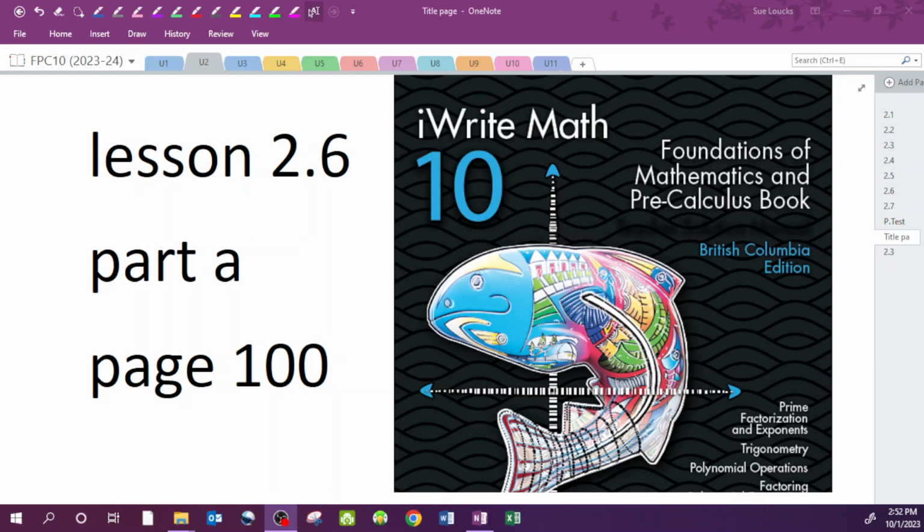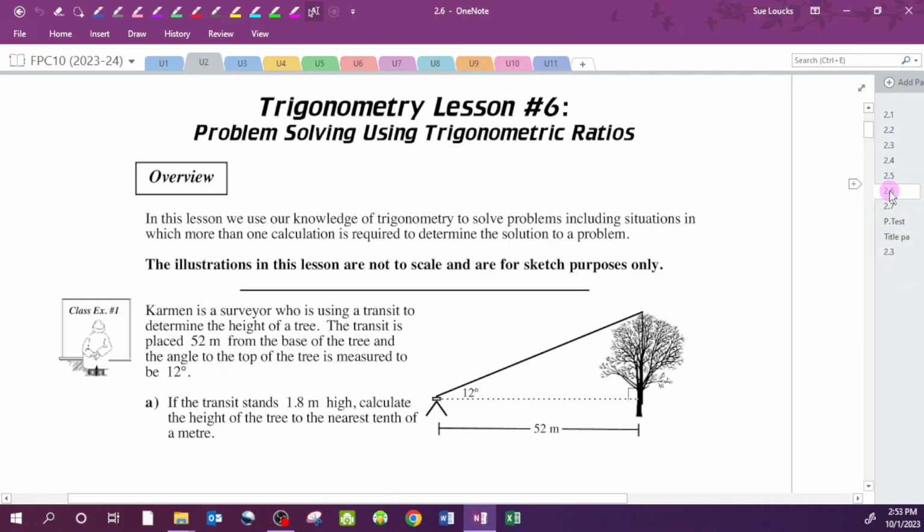This is Foundations in Pre-Cal 10, Lesson 2.6 on trigonometry again. This is part A, and we're starting on page 100. There actually is only one video for this lesson, and it is on solving problems. So we're using trig to solve problems.